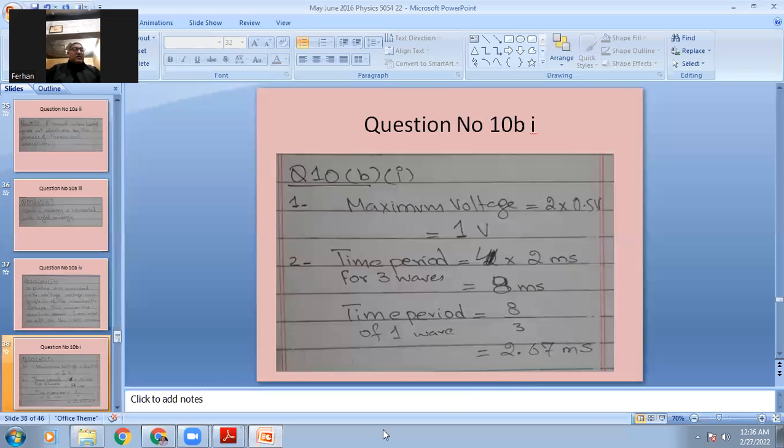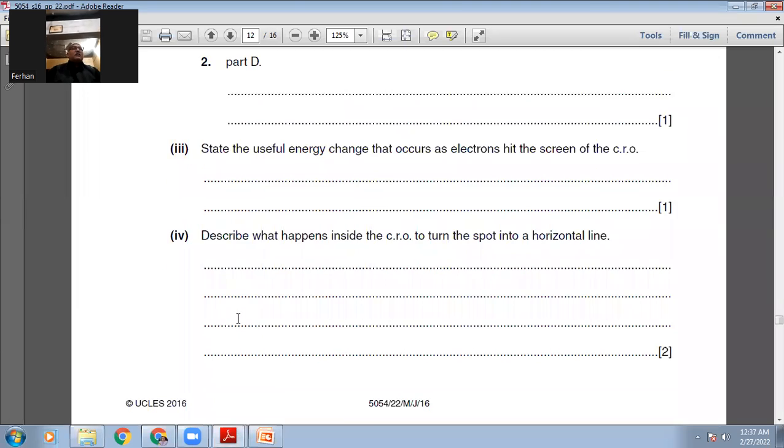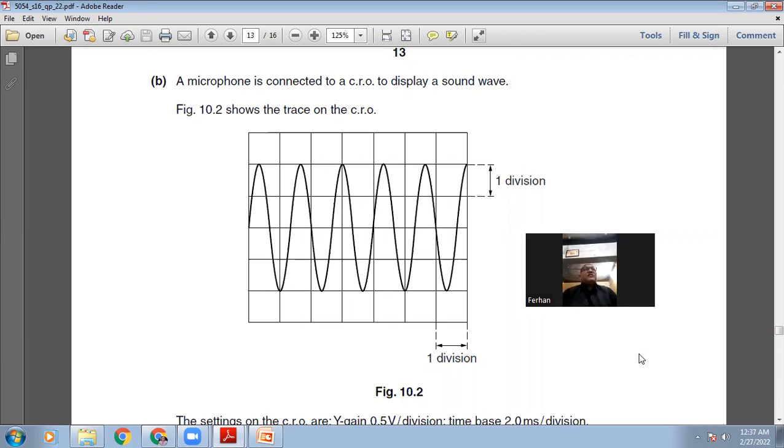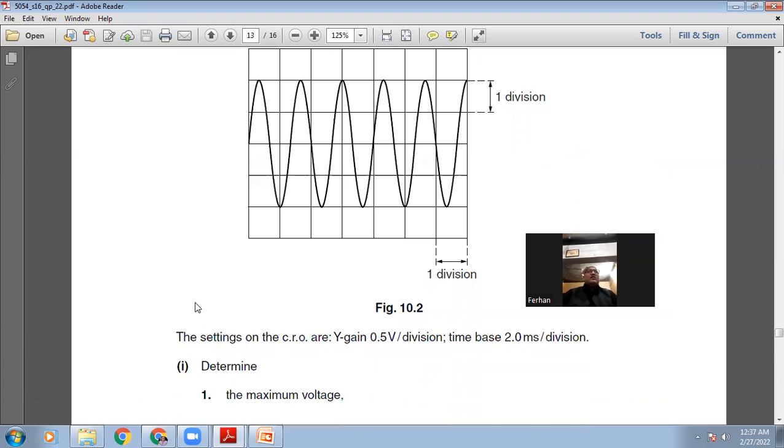Okay, so let's move to the next part. The microphone is connected to a CRO to display a sound wave. Figure 10.2 shows the trace on the CRO, so this is the trace of that sound. The settings on the CRO are Y gain equals 0.5 volt. Y gain means the scale being used for the Y-axis, and 1 square will represent 0.5 volt. The time base is 2.0 millisecond per division, and the time base means the scale being used for the X-axis. So on the X-axis, horizontally, 1 square represents 2 milliseconds.